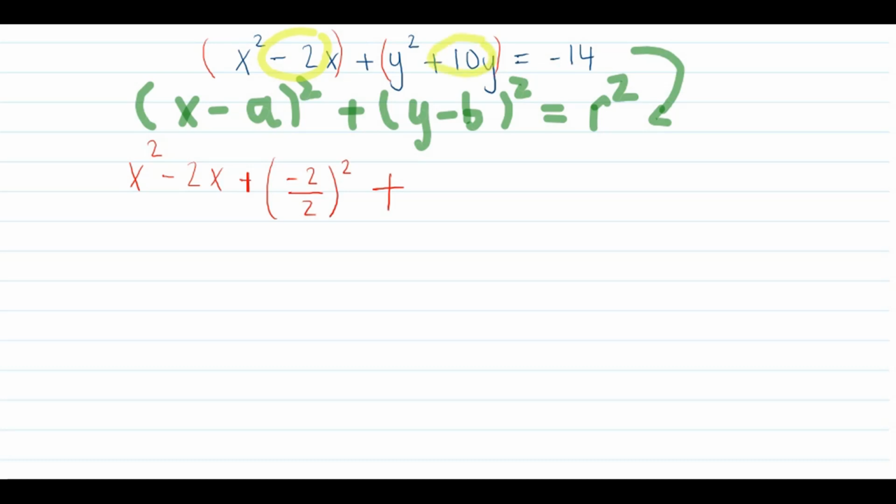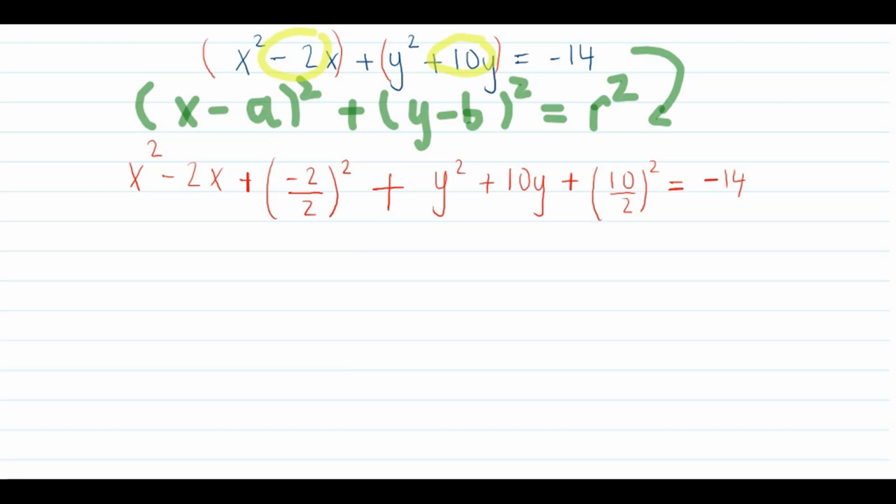Plus y squared plus 10y, and then plus we take positive 10, divide it by 2, and square it, which is equal to negative 14. Tell me what negative 2 divided by 2 all squared is equal to. This value is equal to 1. And positive 10 divided by 2 all squared is going to be equal to 25.